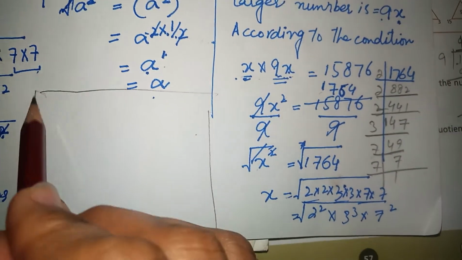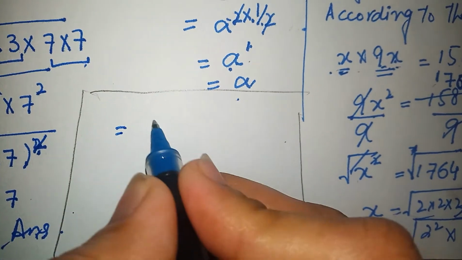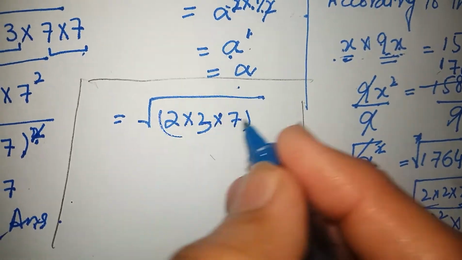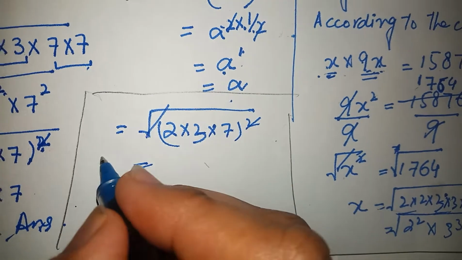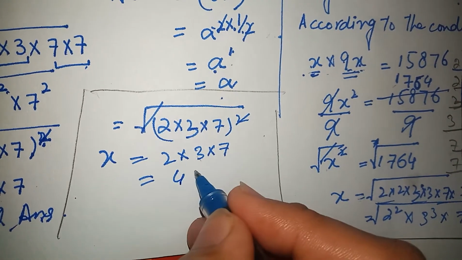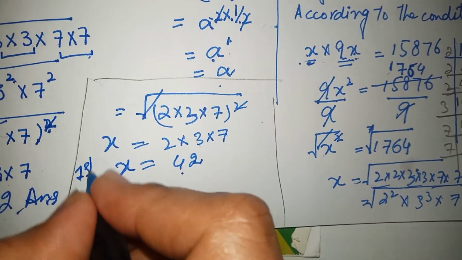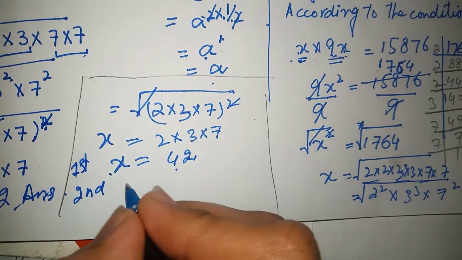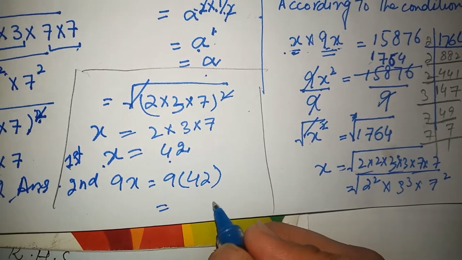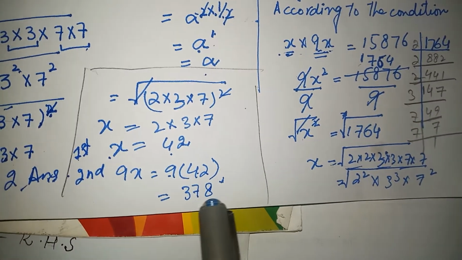Instead of going to the next page, I'm going to solve it on the same page. So we will take common all the parts, and these parts will be cancelled. So 2 multiplied by 3 multiplied by 7 is 42. The first number, that is x, is 42, and the second number was 9x. So we will multiply the first number by 9, that is, one number is this and the other number is this.